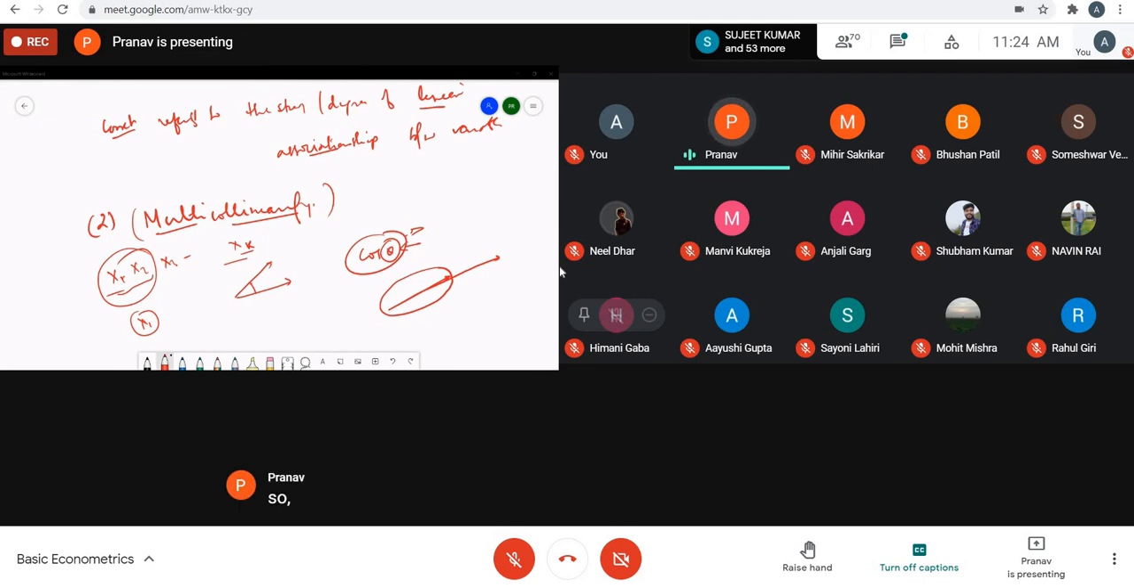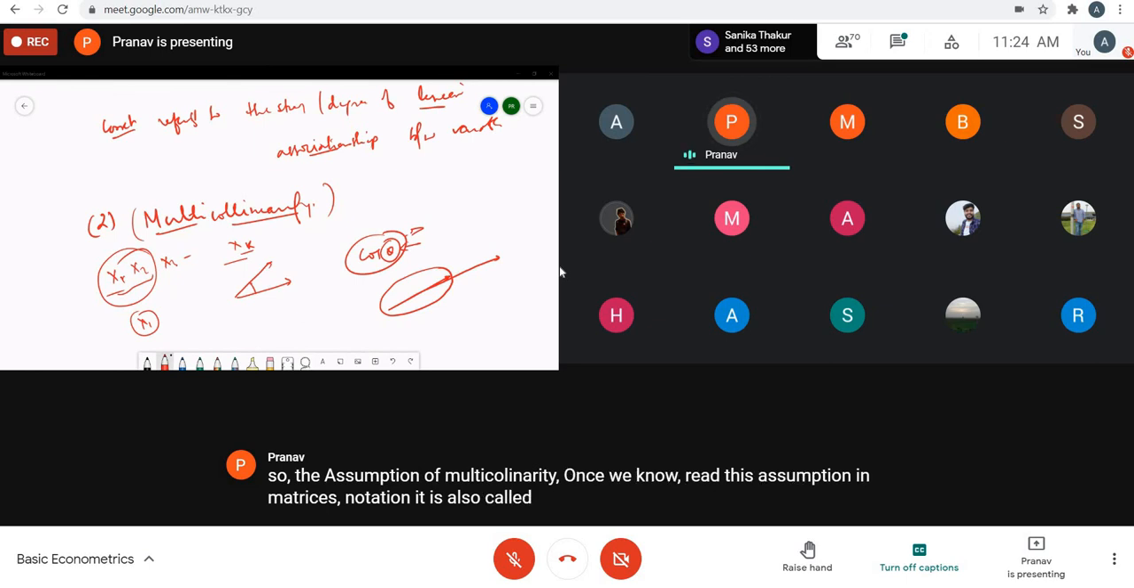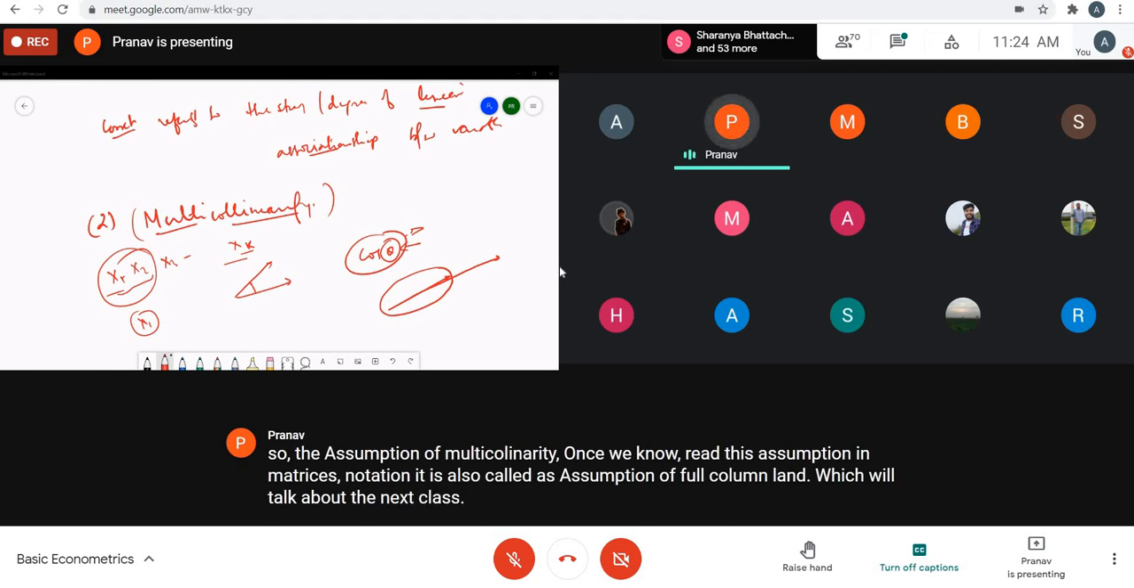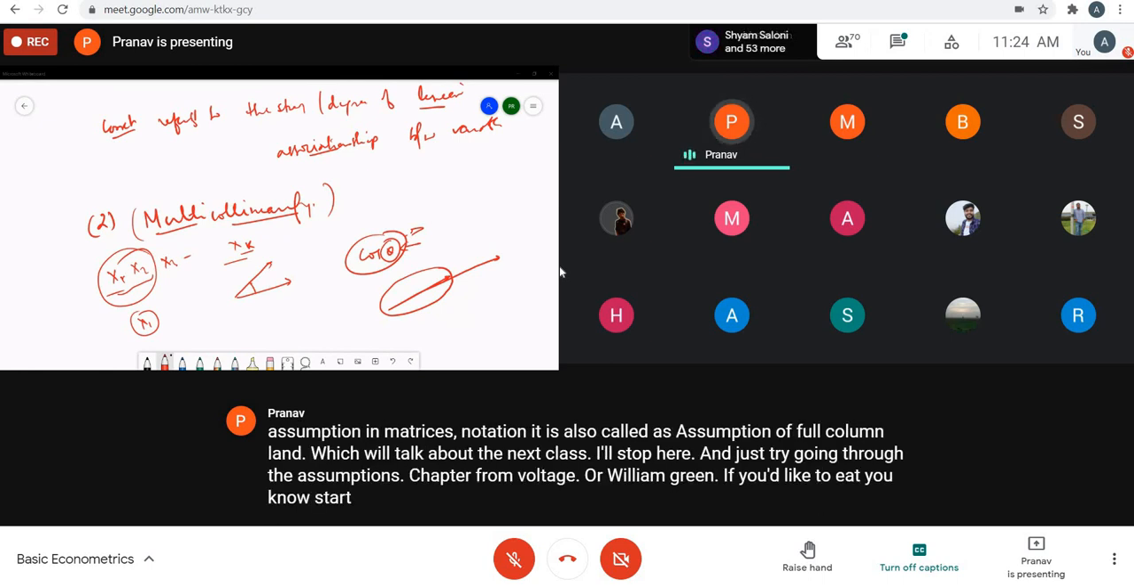So the assumption of multicollinearity, once we read this assumption in matrices notation, is also called the assumption of full column rank, which we'll talk about in the next class. I'll stop here and just try going through the assumptions chapter from Wooldridge or William Greene if you like to read. Start from the matrices method.